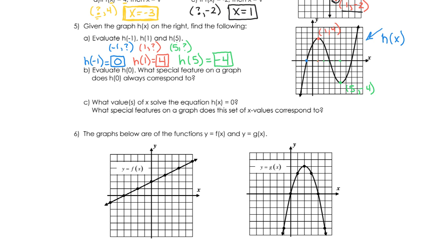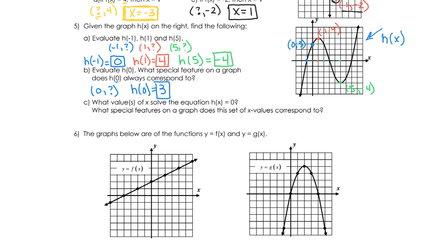All right, so then part B says, evaluate h of 0. What special feature on a graph does h of 0 always correspond to? The 0 is in parentheses, which means 0 represents your x-coordinate, and we're trying to figure out the y-coordinate. So if we go 0 left or right, we are right at the origin, and in order to hit the graph, we have to go, not down. There's no graph down there. We'll have to go up, and we would end up on this point right here. The coordinates of that point are 0, comma, 1, 2, 3. And so h of 0 is equal to 3.